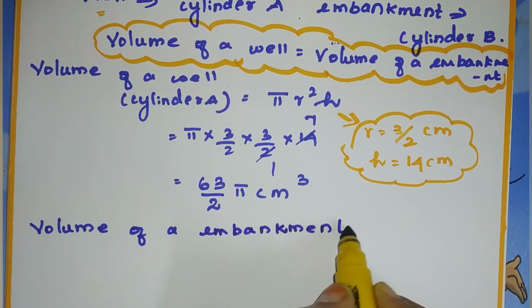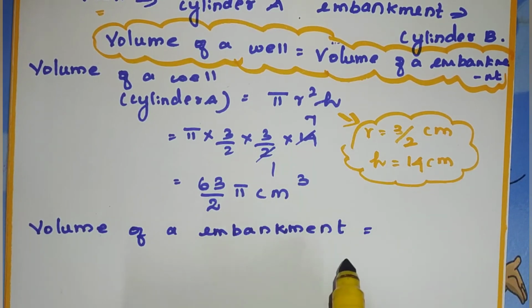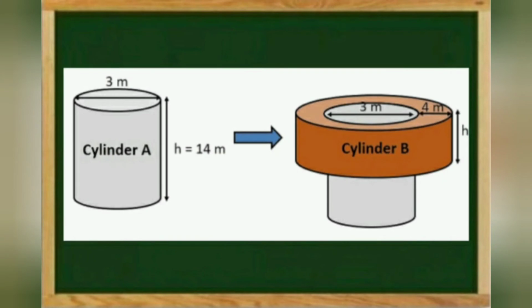Volume of embankment, actually how we have to find children? Volume of outer cylinder minus volume of inner cylinder. See this figure? How to find the volume of the embankment? Actually inside we have a hole, that is a hollow cylinder. We have a hollow cylinder. So we have to find the volume of outer cylinder minus volume of inner cylinder.